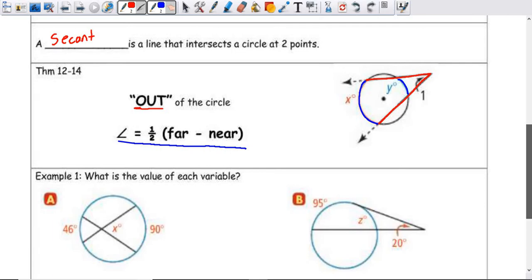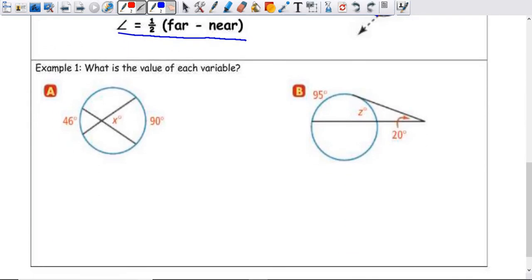So let's try a few examples here at the bottom. It says, what is the value for each variable? So let's solve for x first. We notice that x is this angle right here, and it's on the inside. So we should automatically know we're going to use the formula for inside, which is that the angle, which is x, equals 1/2 of the two arcs it creates added together. So 90 plus 46, all right? So if I want to start solving that, I just go ahead and take 90 plus 46, and then I get 136, all right? And then go ahead and multiply that by 1/2, and we get that x equals 68 degrees, which tells us this is 68 degrees.